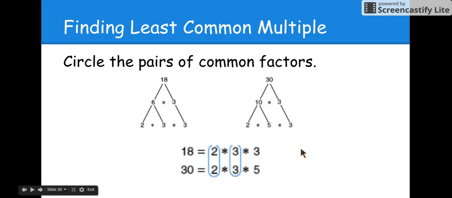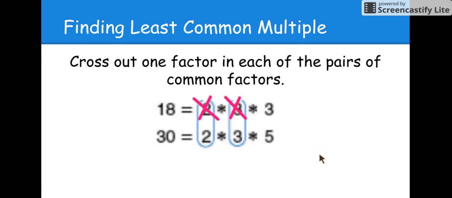So now we write them out and circle the common factors. They both have 2's and they both have 3's. Cross out one factor in each of the pairs of common factors. So we've crossed out one 2 that is circled, and we crossed out one 3 that is circled.